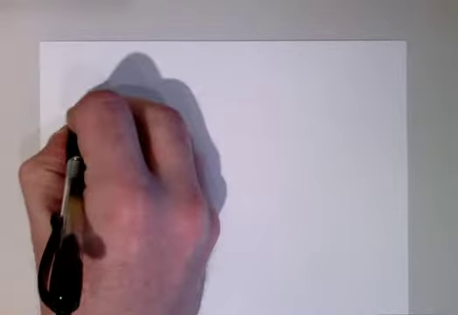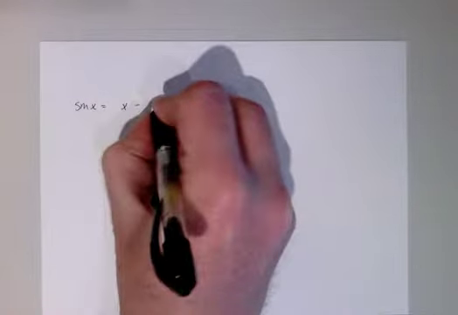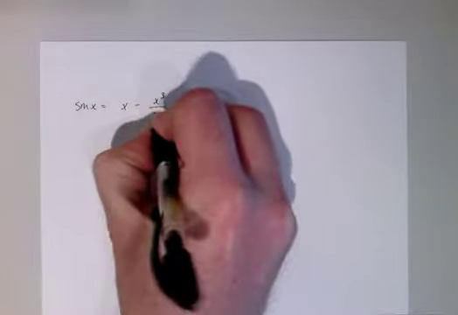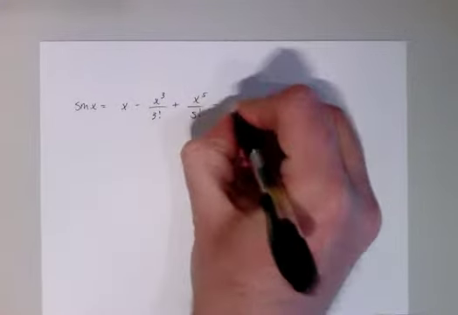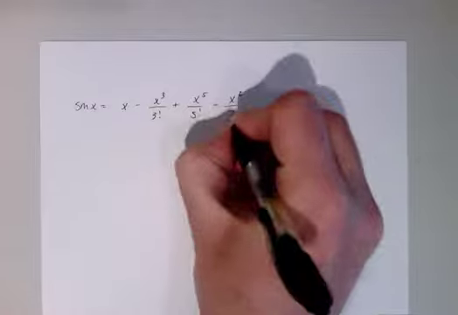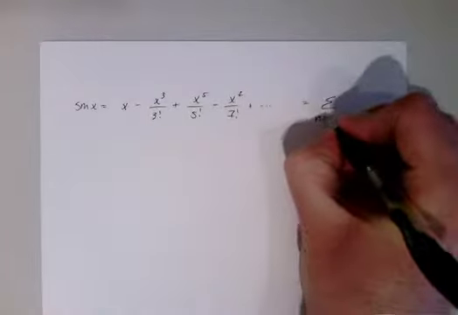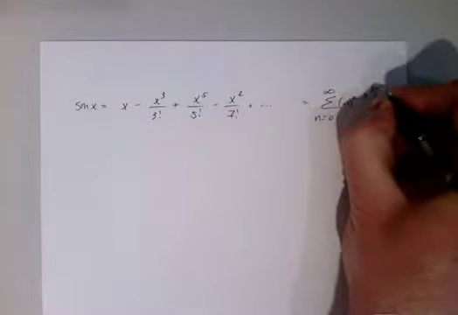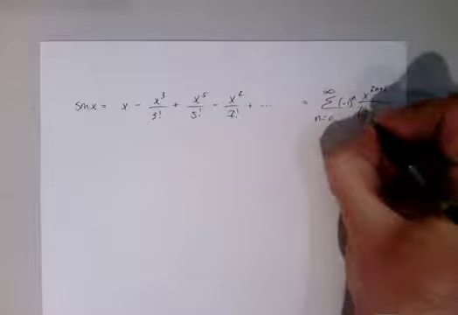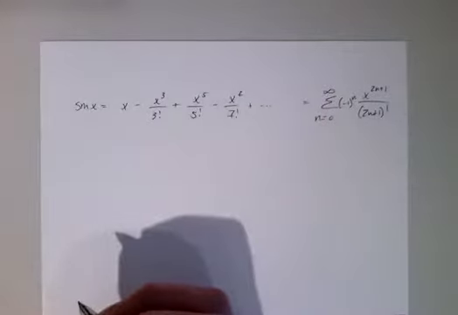Okay, so we know that sine x, when it is done into a power series, is x minus x cubed over 3 factorial plus x to the 5th over 5 factorial minus x to the 7th over 7 factorial, and so on. And of course that is sigma n equals 0 to infinity of negative 1 to the n, x to the 2n plus 1 over 2n plus 1 factorial. Okay, well let's take the derivative.